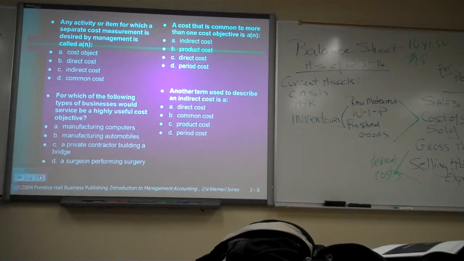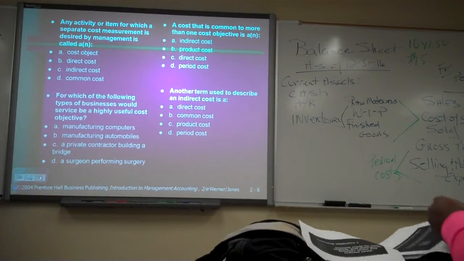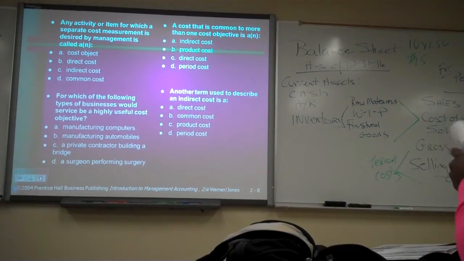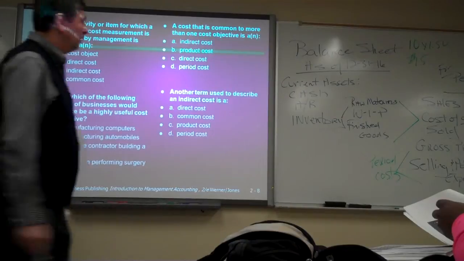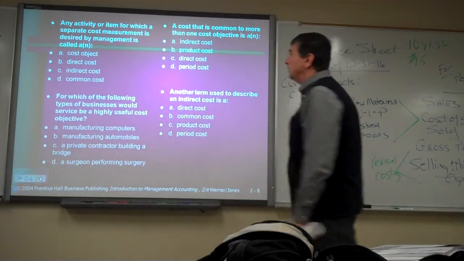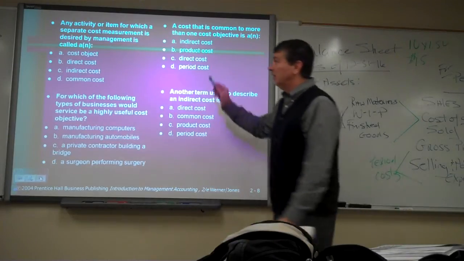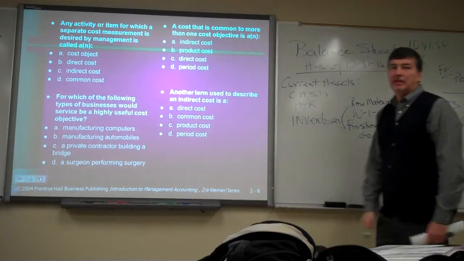So an activity or item for which a separate cost measurement is desired by management, okay? Straightforward, we just studied that. Which one is it? Somebody shout it out. Come on. We got Ryan. Activity or item for separate cost. Anything we want a separate cost measurement for is called a cost object. That was on the first one, wasn't it?